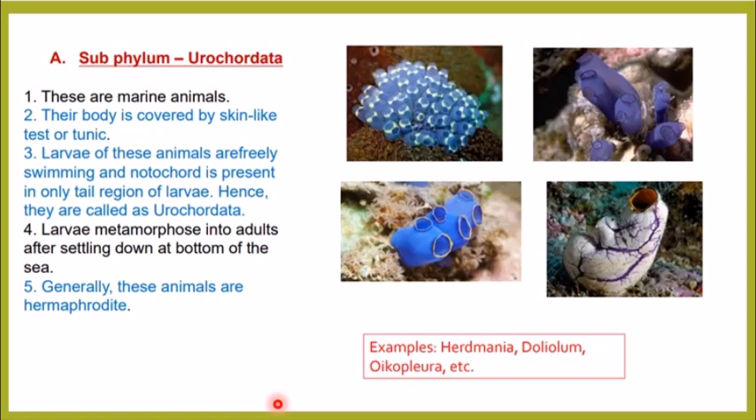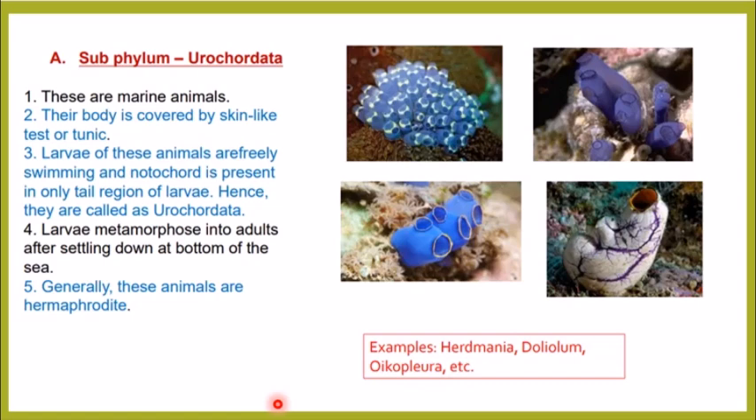Now they also show metamorphosis. Now what is metamorphosis? That is, from the larva till the adult stage they have various other forms. For example, if you see a butterfly, first it is an egg, then it becomes the caterpillar, and then it becomes the butterfly. So here also the larva metamorphoses into the adult stage. There are various stages, it keeps on changing till it becomes the adult.